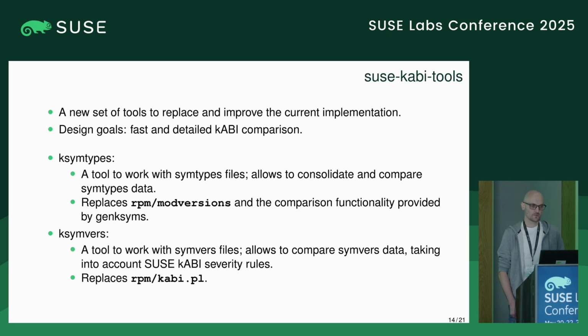The two new tools are KSimtypes and KSimverse. KSimtypes is a tool to work with syntypes files. It allows to consolidate and compare syntypes data, and the comparison doesn't require for the data to be unpacked first. The tool replaces the downstream script RPM mod versions and the comparison functionality provided by GenKSims. KSimverse is a tool to work with Simverse files. It allows to compare Simverse data, and it takes into account suse-kabi severity rules. The tool replaces the KBI PL script.